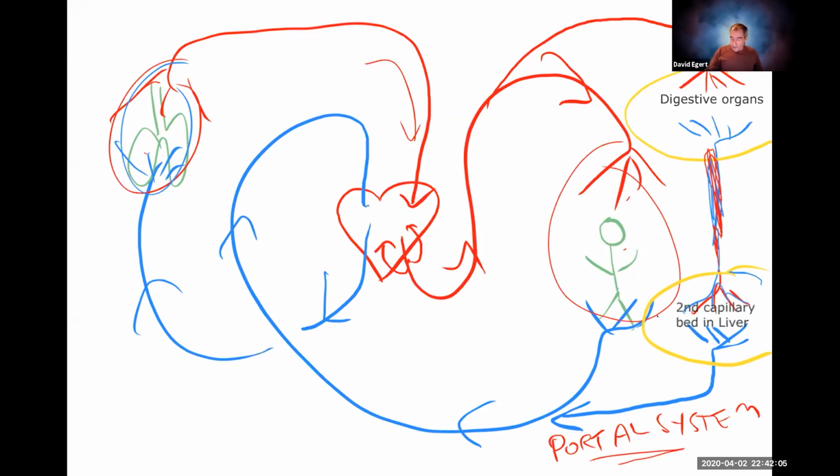Trying to make it so you can actually read it. So, second capillary bed in the liver. What I've just drawn here is called the hepatic portal system. Maybe I can erase this other stuff to make it all more clear.